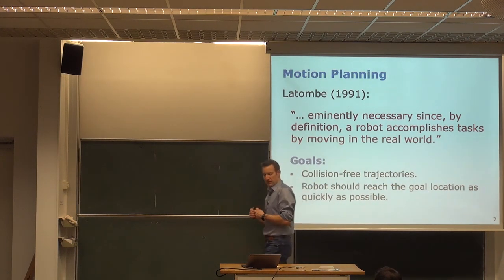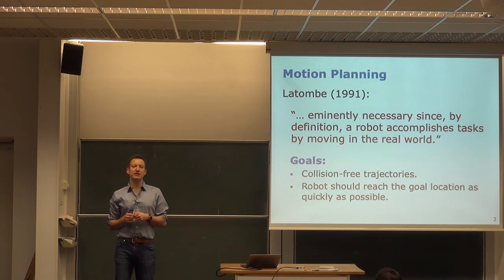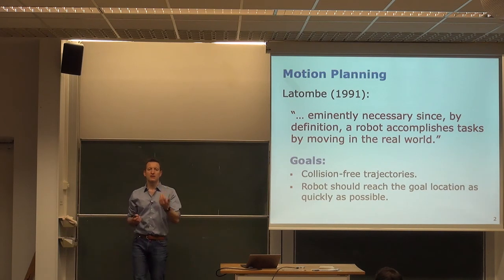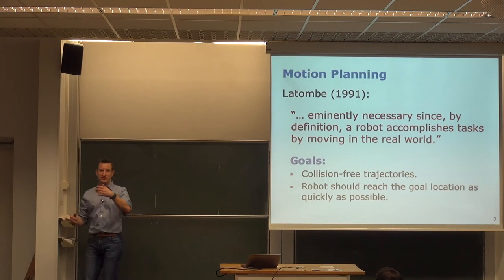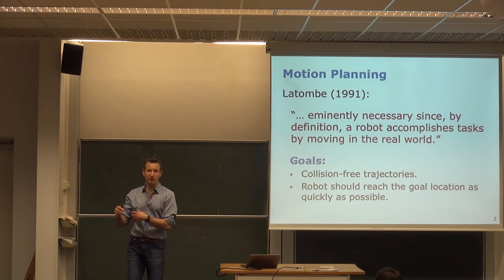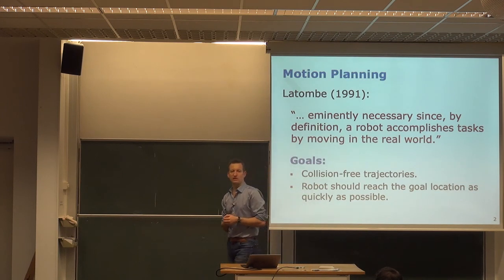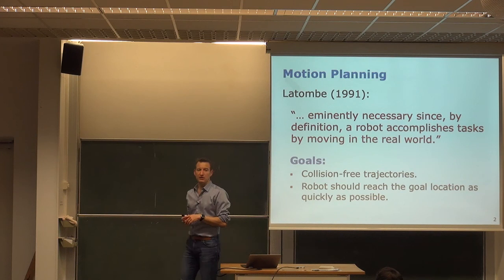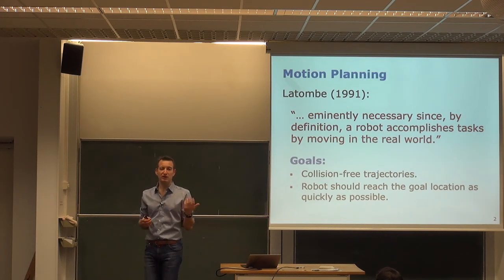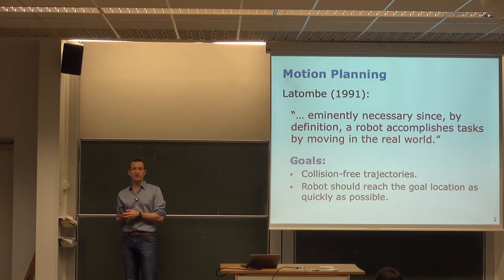So the first thing is things should be collision-free, so I want to have collision-free trajectories. And typically I'm interested in reaching my goal location as fast as possible. So I don't want to wander around for 10 minutes here in this area, just turning around, doing some stupid movement, and then go toward the goal. I want to do this as quickly as possible. And those two constraints may be in conflict with each other, because the shortest path may not be the best path from the collision point of view, or even from the collision risk point of view.